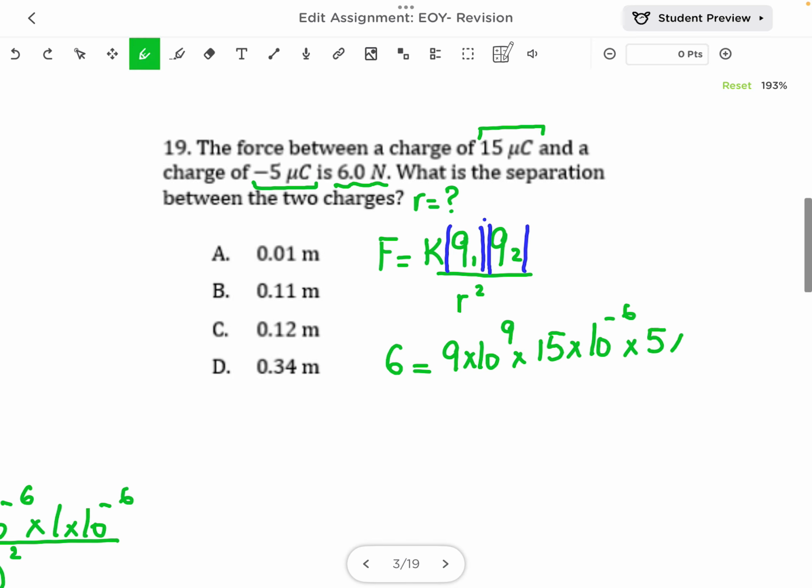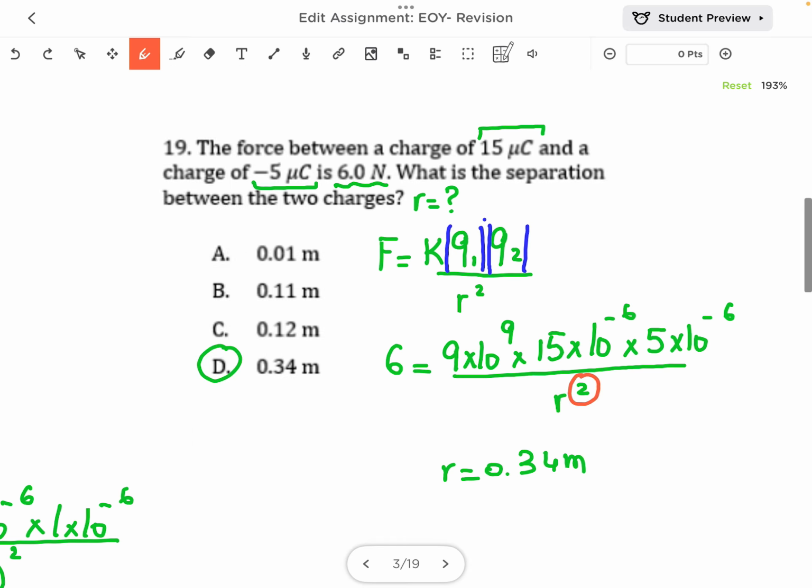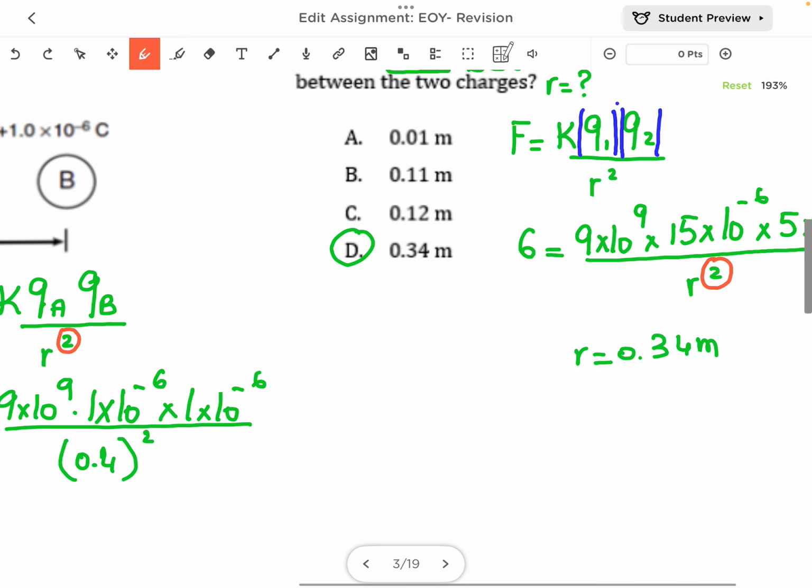The second one, 5 × 10 to the power of negative 6, over, here I don't have the distance, it's going to be 0.34 meters, so option D. Again I emphasize, don't forget the squared. Many times we see that you missed the squared, and if you missed the squared by mistake, you will find your wrong answer here. So it's very important to do your work carefully, slowly. Yeah, term 1 is done.